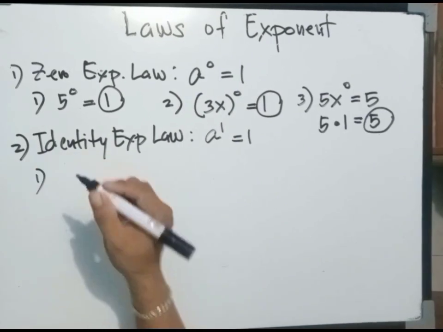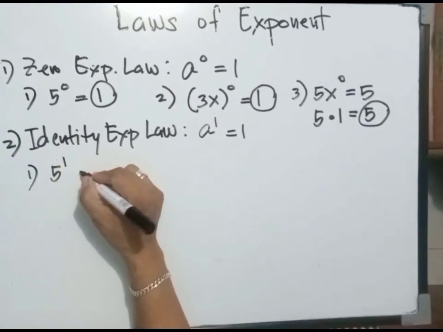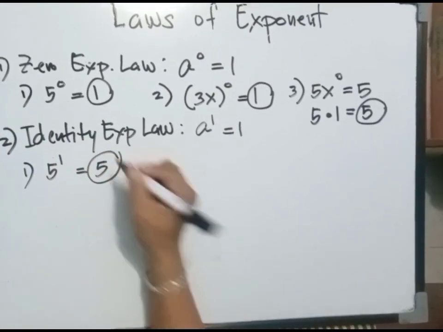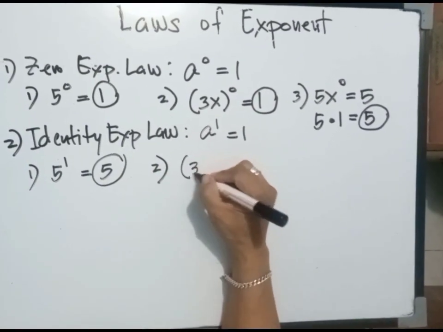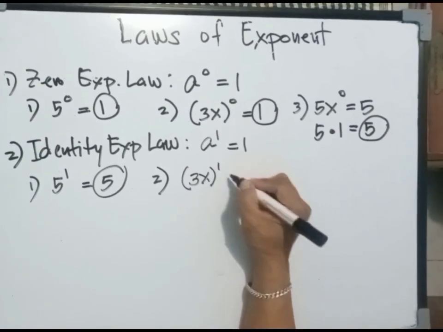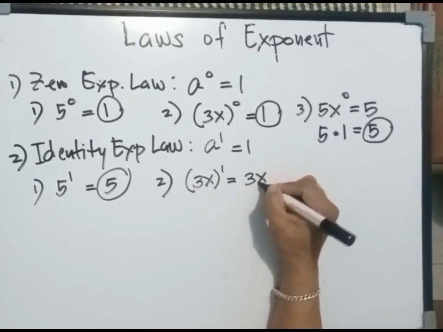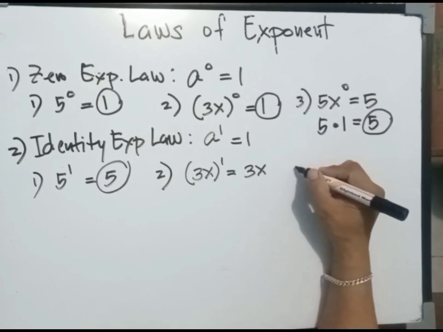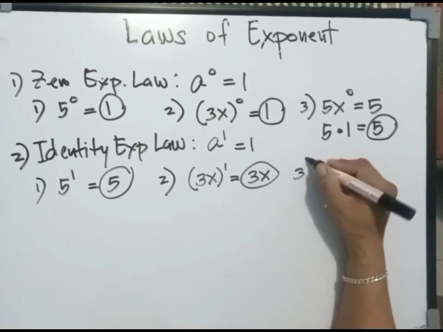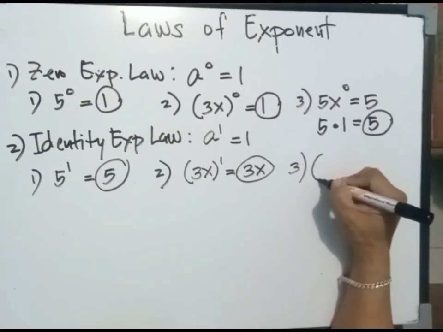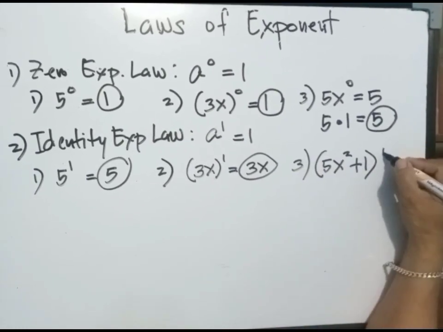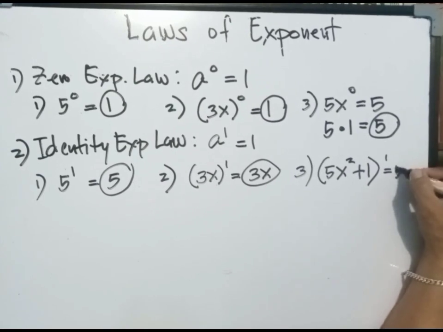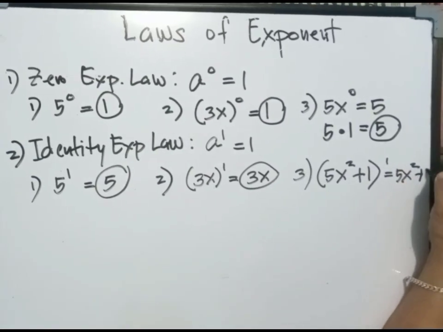Example number 1. 5 raised to 1 equals 5. Number 2. The quantity of 3x raised to 1 is 3x. Example number 3. The quantity of 5x squared plus 1 raised to 1 is 5x squared plus 1.